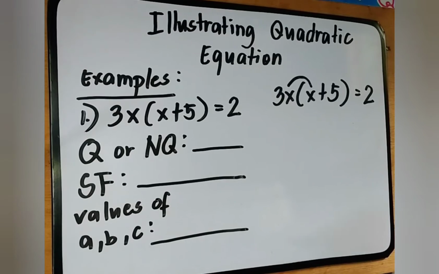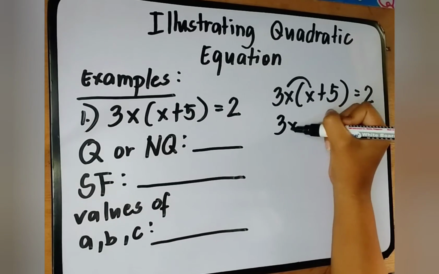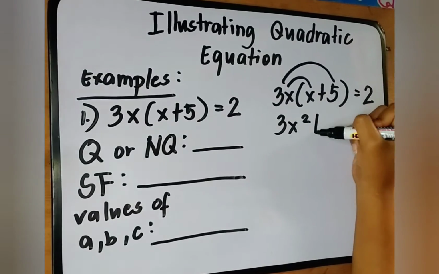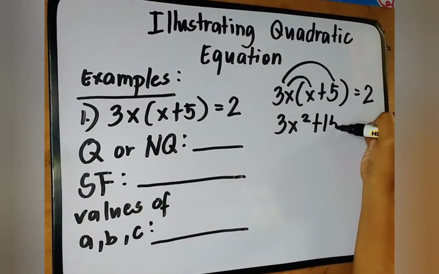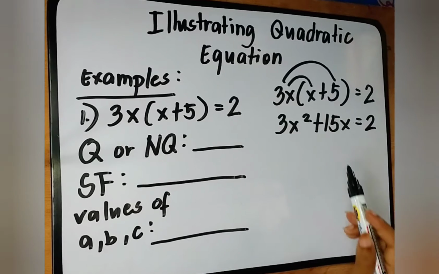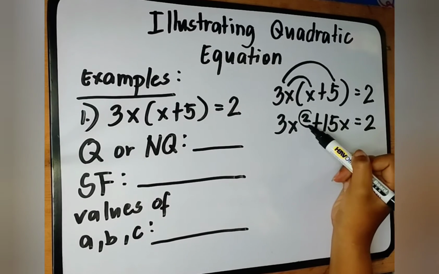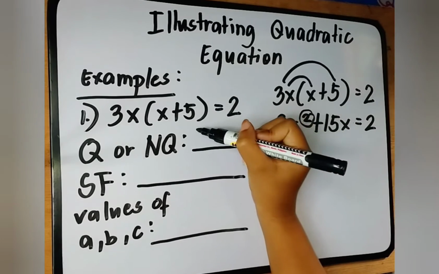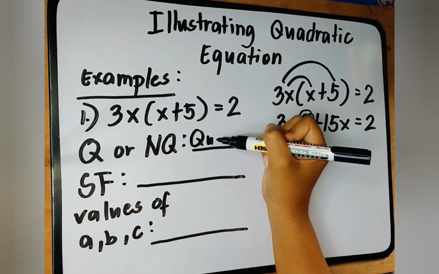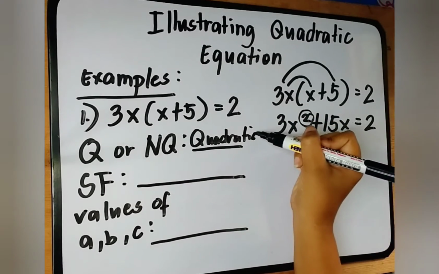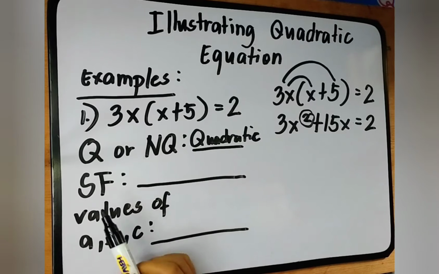To know if that is a quadratic equation or not, let us simplify the equation. By the distribution property, 3x times x is 3x squared, and then 3x times 5 is 15x, is equal to 2. Then, the next thing to do is to see if the equation has a highest degree of 2. In this case, the highest degree is 2, so it is a quadratic equation.